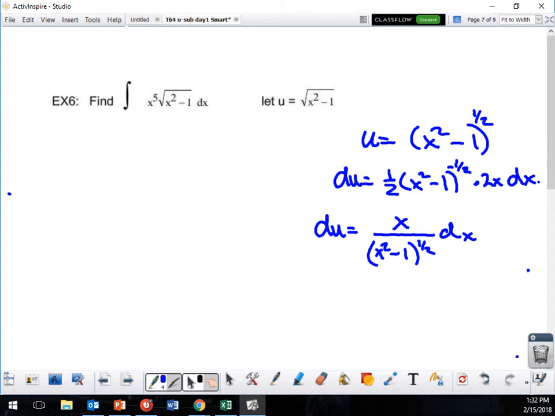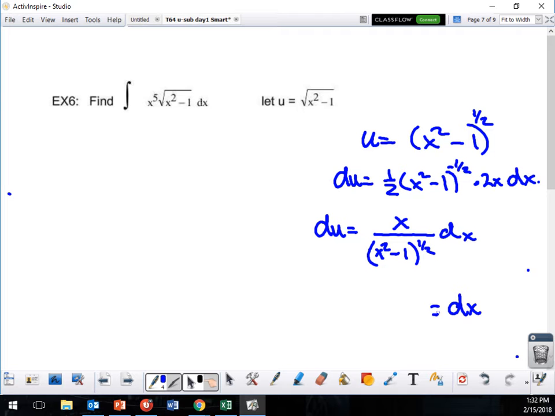So I don't have that over here. I can't sub out all of this. That's always nice when I'm able to take this and just take away all of that and replace it with du. But in this instance, instead of actually taking stuff away, I can actually add stuff to my du. So I'm going to multiply by the reciprocal here, so I'm going to get dx by itself. So on this side, I'm going to get dx.